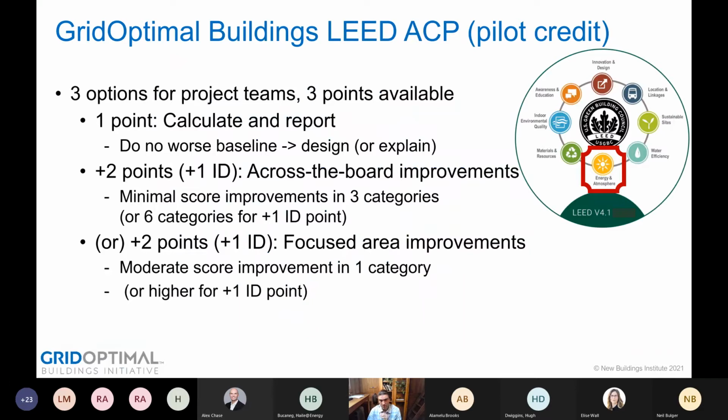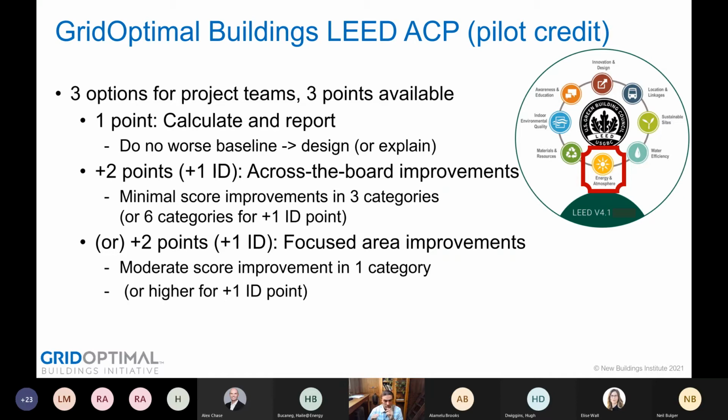I mentioned early on that there is a LEED credit. So just a note on that, there are three points available to project teams through a couple of different pathways. It is an alternate compliance path for the grid harmonization credit within the Energy and Atmosphere category. So there's 2 EA points and then 1 innovation and design point that you can get as this, it's called the GridOptimal Buildings ACP, Alternative Compliance Pathway.